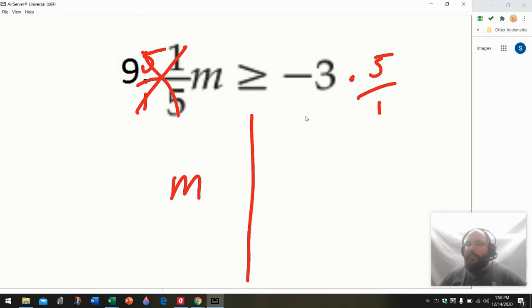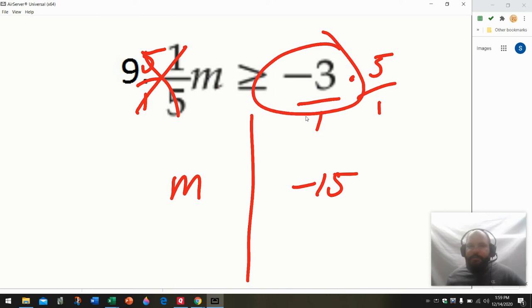And that 5 over 1 needs to multiply another fraction. So we need to make the -3 a fraction by putting it over 1. And then we can do top times top, bottom times bottom. And what we end up with is -15 over 1. And that's just -15. Now, you might say, we multiplied by a negative. We need to flip the sign.